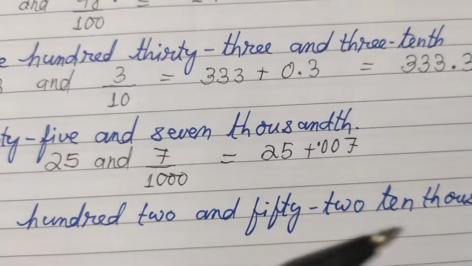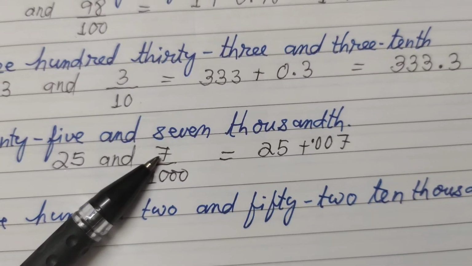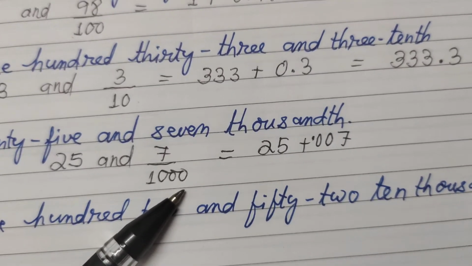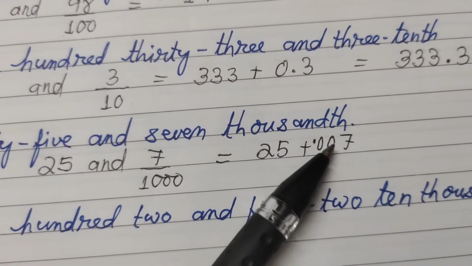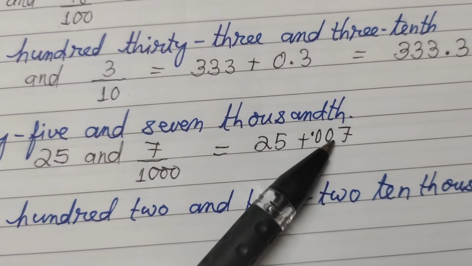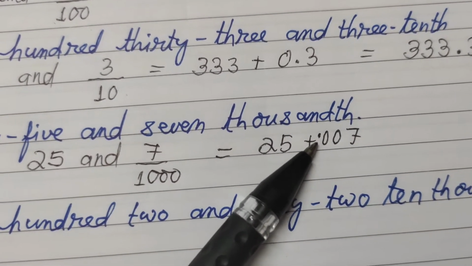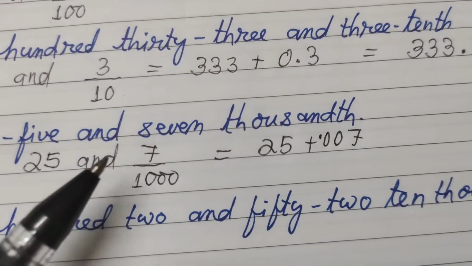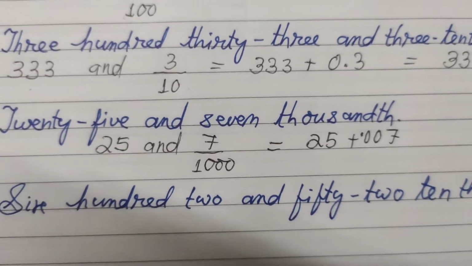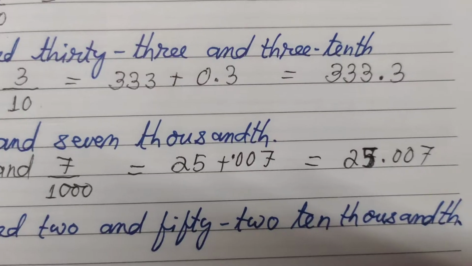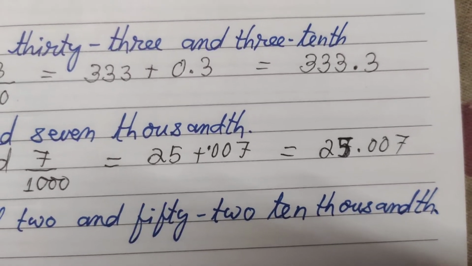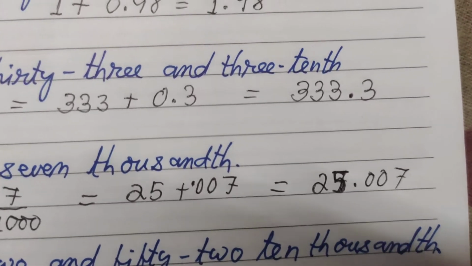7 thousandths is written like this: 0.007. How 0.007? Remember, we write the numerator as it is. And in the denominator we check in the power of 10 how many zeros are there. 3 zeros are there, right? So after 3 digits there is a point, but here there is only one digit, so we have to add 2 zeros here, making it a total of 3 digits. So after 1, 2, 3 digits there is a point. So 0.007. 7 by 1000 means 0.007. So 25 and 0.007 can be written as 25.007. 25 plus 0.007 can be written as 25.007.